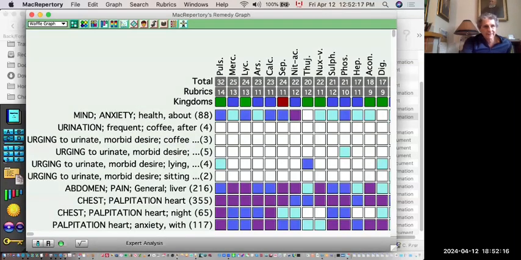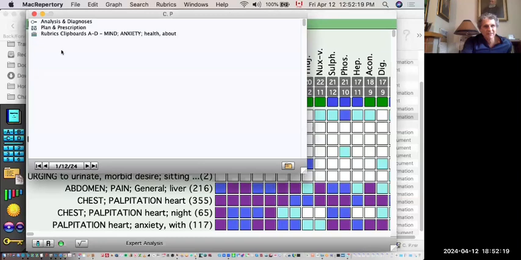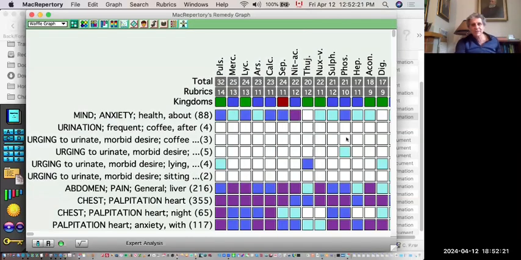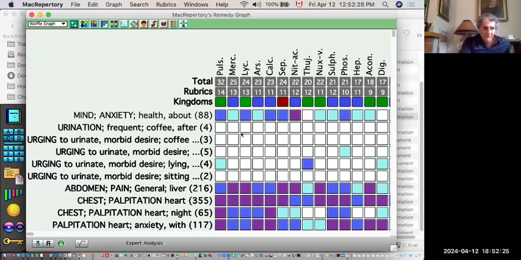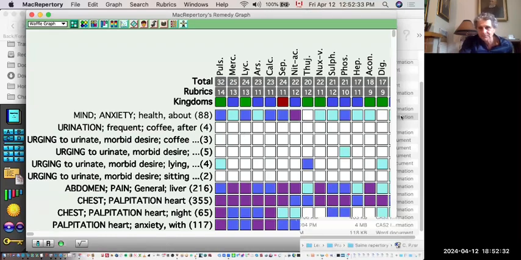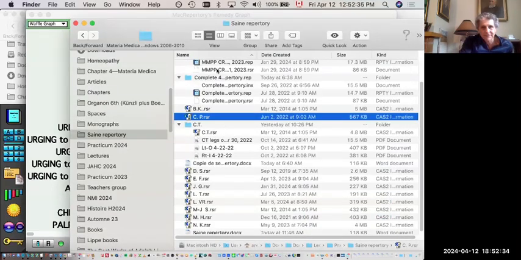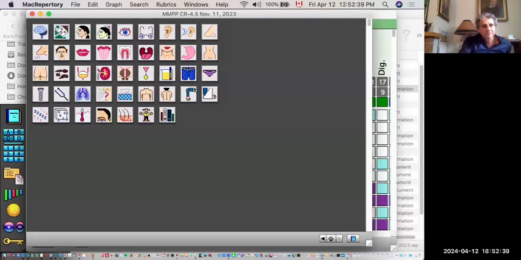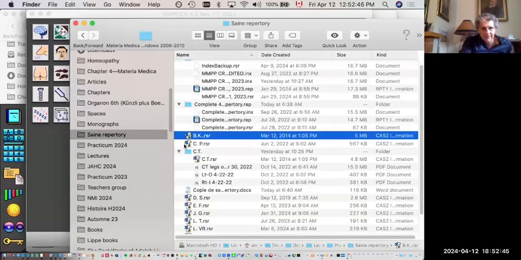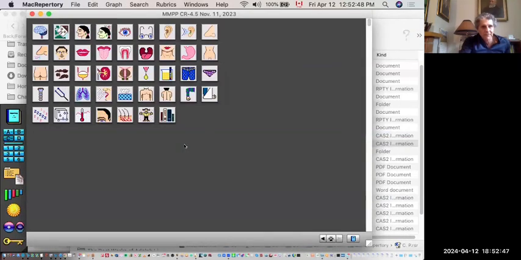Okay, and let's look at the elimination. Oh, there's no elimination, because there was no need to eliminate. You'll see. The remedy I prescribed for him was Ganoderma tsugae. That was proven last year. So let's look at it now from the perspective of the complete repertory, the MMPP repertory or Saine repertory. But right now I'm going to reopen his case, because it has to be open.